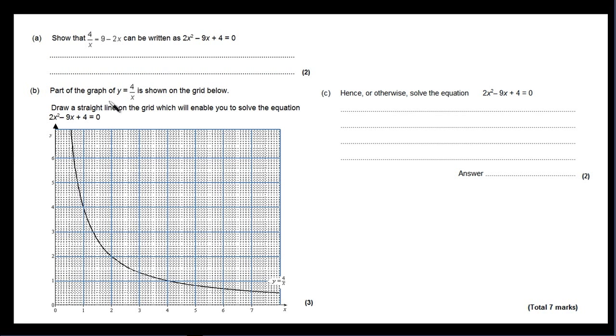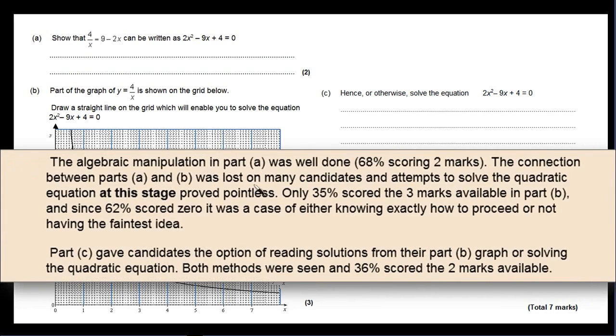So this is a very straightforward exam question on quadratic functions and solving a quadratic equation using a graphing method. So how do we approach a question like this? Well, first of all, let's just have a look at the examiner's remarks. The examiner's remarks are fairly positive on the whole.